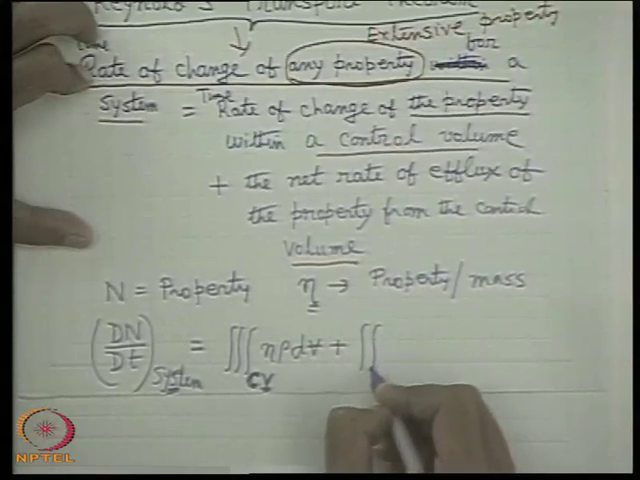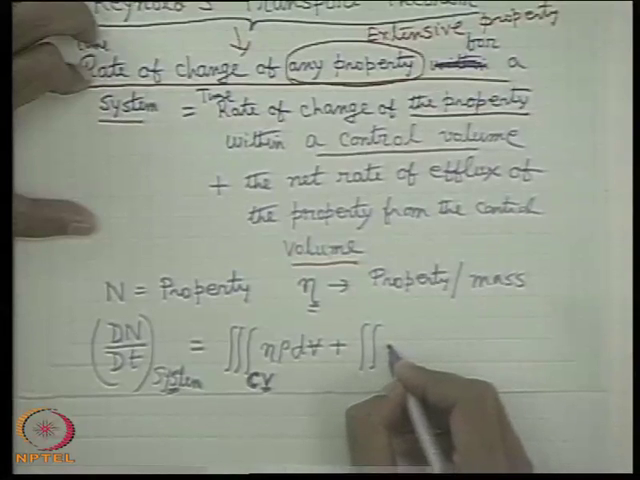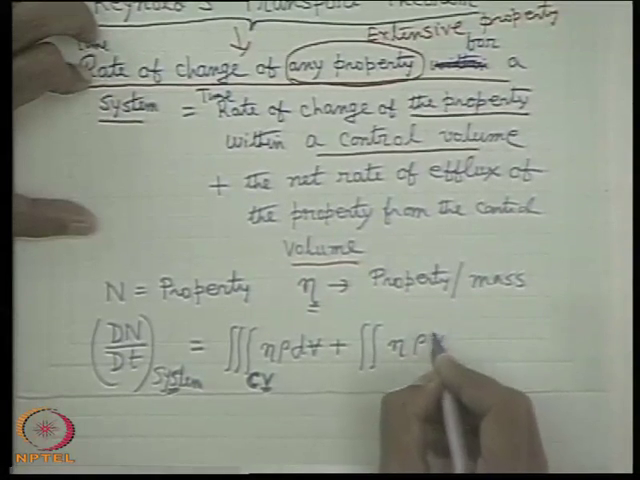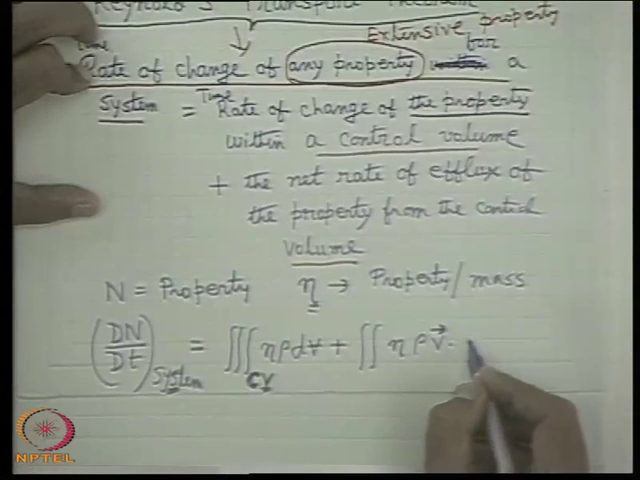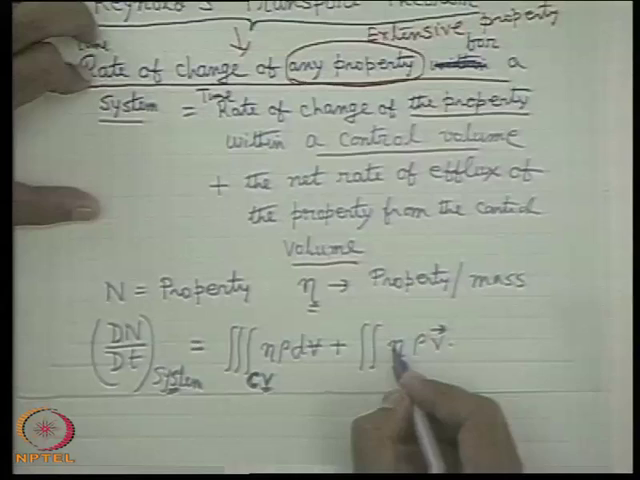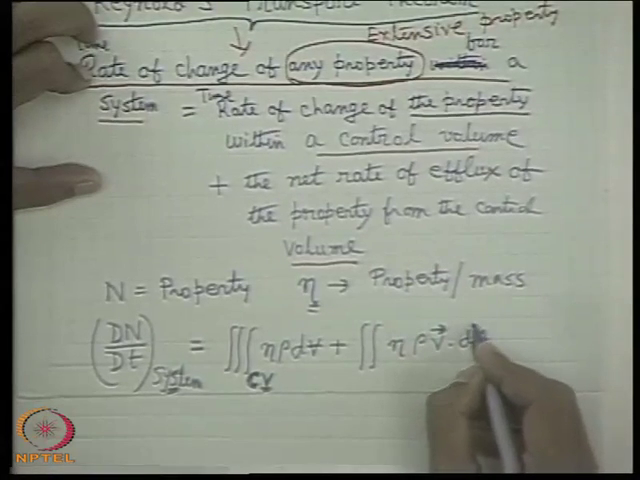You know how it can be written with mathematical symbols. If eta is the property per unit mass, it will be eta rho V dot dA. Here I am not bringing n as the unit vector for the area because eta and n are sometimes confusing. So I simply use dA as the vector.